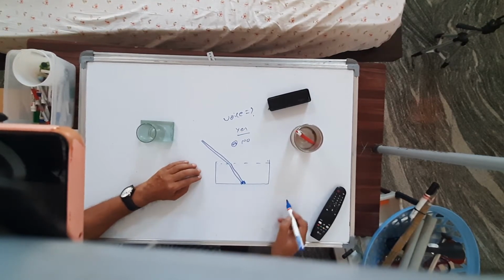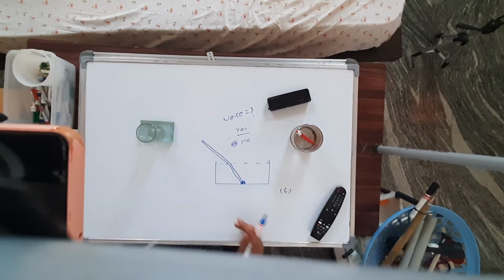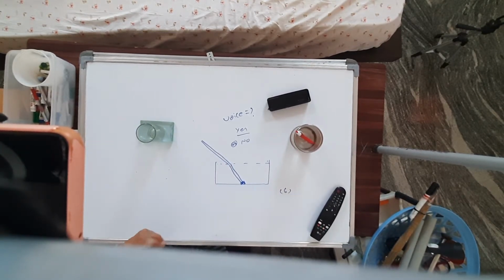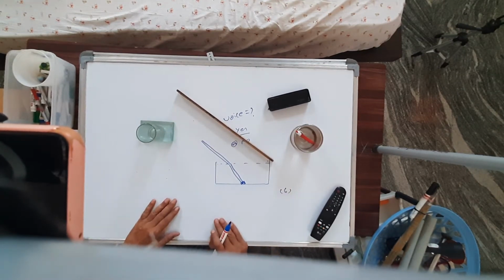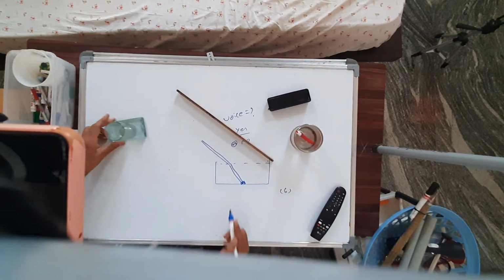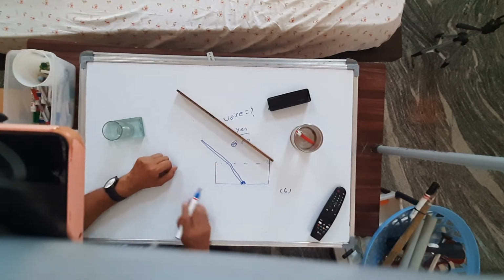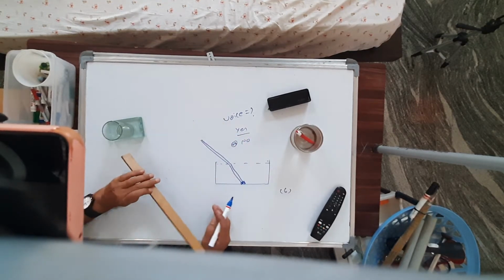Very good. B option correct. It appears to be bent. And if you remove this, then certainly the stick appears straight like this only. Good. So now, what is the reason for this? The reason is very interesting.